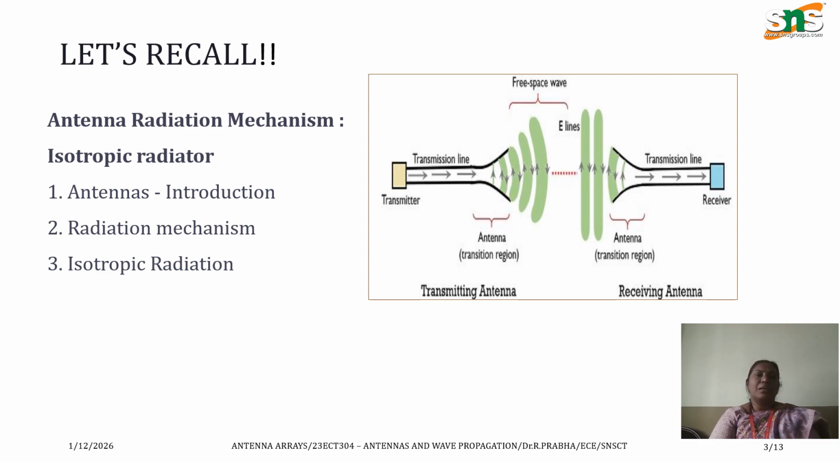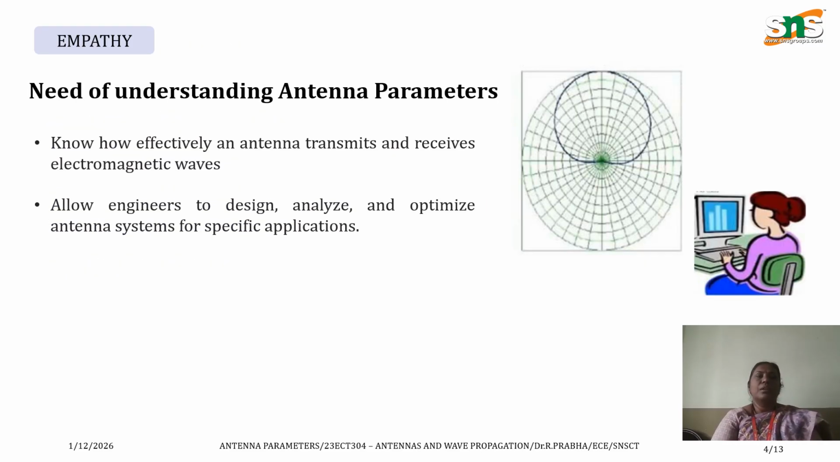So next is the isotropic radiator. It is a hypothetical, theoretical radiator, not physically existing, and it is used as a reference antenna to compare the physical antenna characteristics. So now we are going to discuss the antenna parameters. We will discuss in a design thinking way.